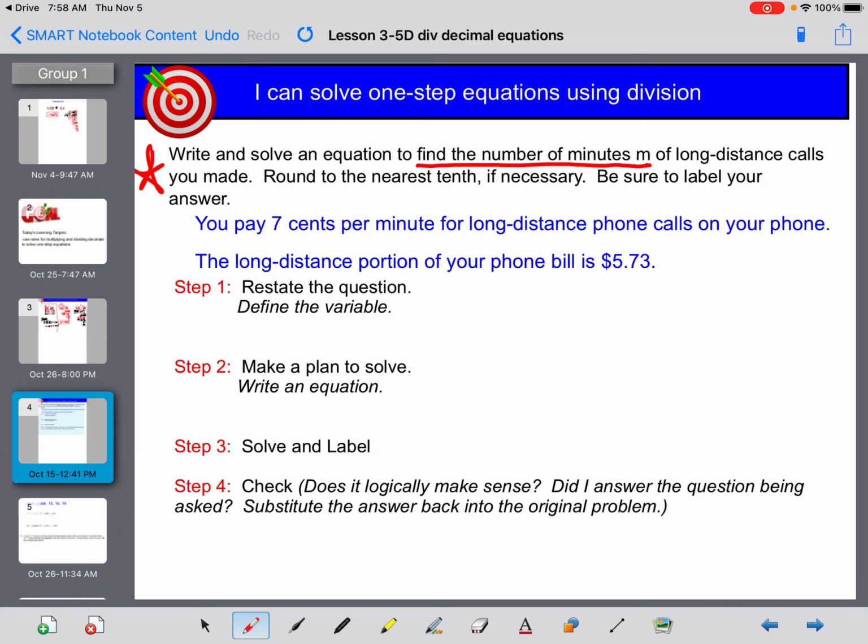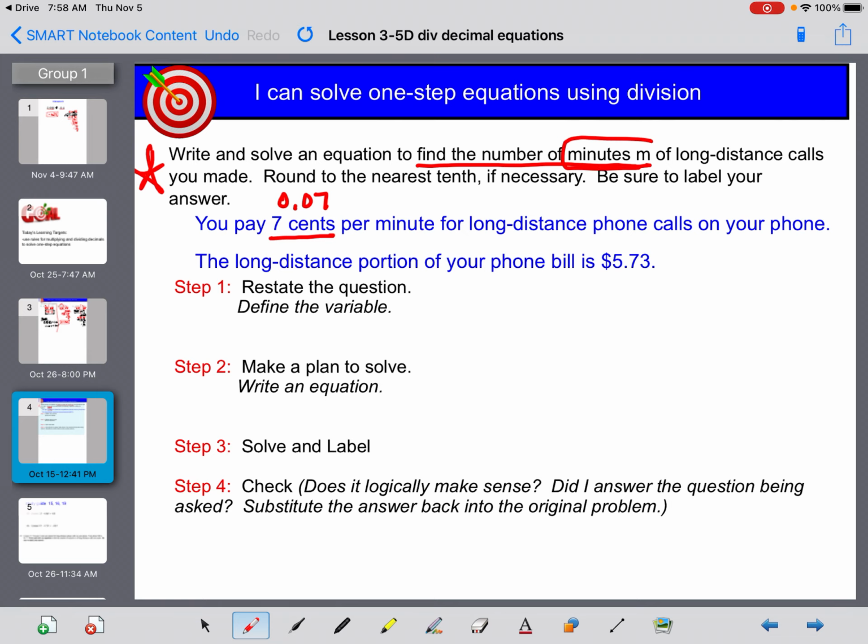You pay 7 cents. Everybody underline 7 cents, and make sure that when you're writing 7 cents, you write it as 0.07. The most common mistake made is that kids want to say 7 and not write it as a decimal. You pay 7 cents per minute for long-distance phone calls on your phone. The long-distance portion of your bill is $5.73. Restate the question by defining your variable.